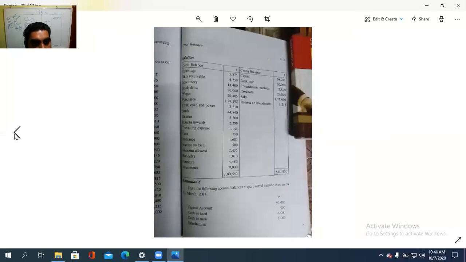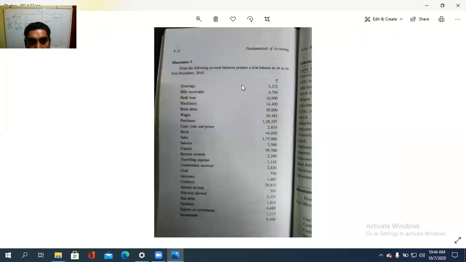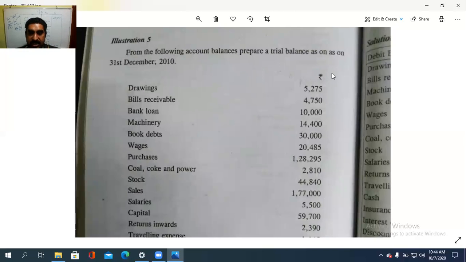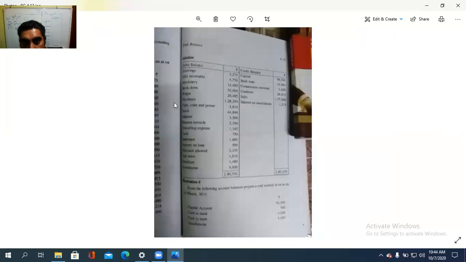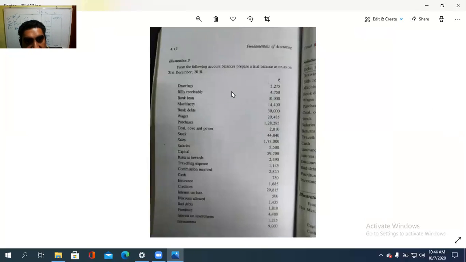I think there is the same problem like this. See, from the following account balances, prepare a trial balance as on 31st December. Drawings, where it is coming on the debit side. Bills receivable on the debit side. Bank loan is there, where it is coming? Bank loan, it is coming on the credit side because it's a liability item.